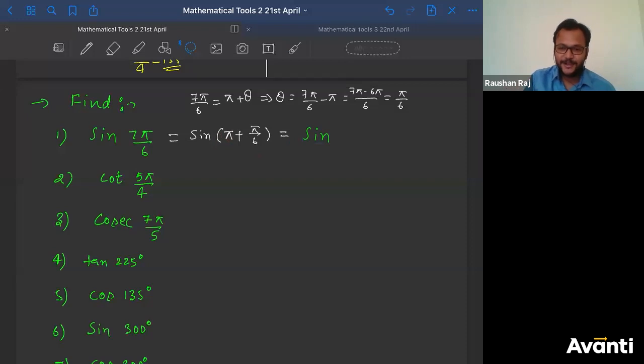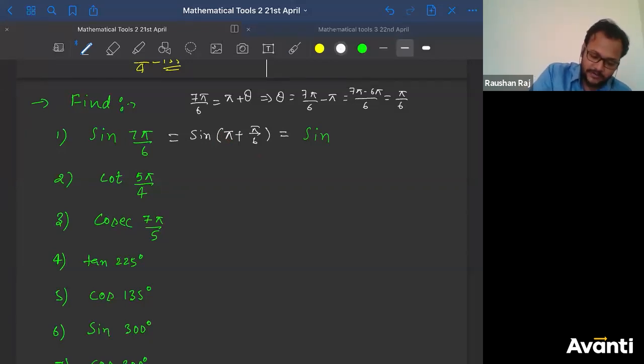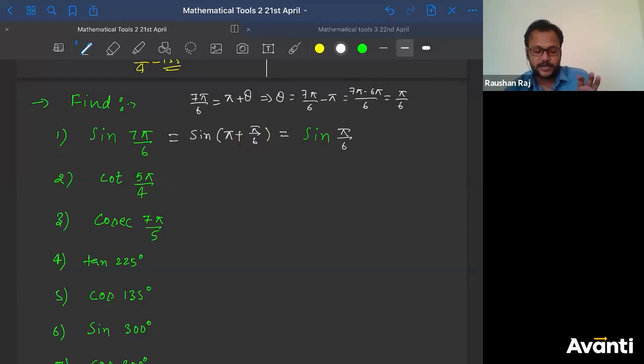Copied. Not cut, copy and paste only. Now, the same trigonometric ratio has been copied here. Now, what about the angle? The angle will be this acute angle. What is that? Pi by 6. Once I write this, we have to decide the sign of it. What will be the sign of this particular trigonometric ratio?